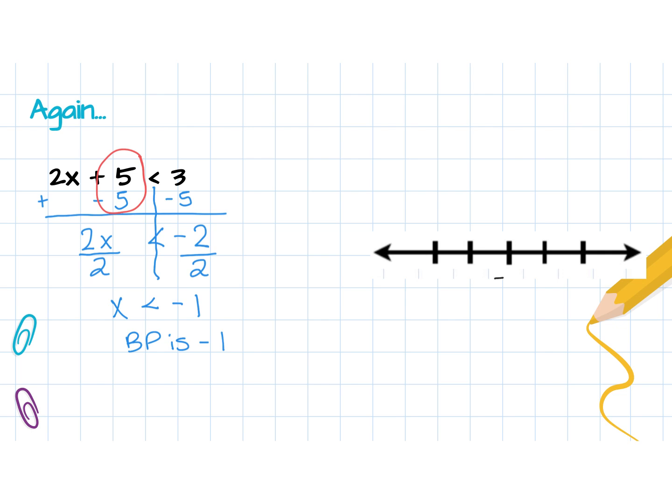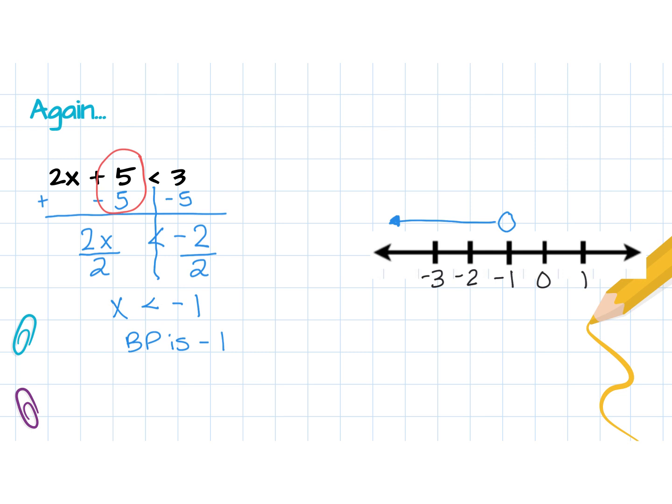So again, I'm going to put -1 right in the middle. That would be 0 and 1, -2 and -3. If you forget, just look up. All right. -1 is an open circle. And again, we're talking about values less than that. And there we go. How'd you do? I bet you did great.